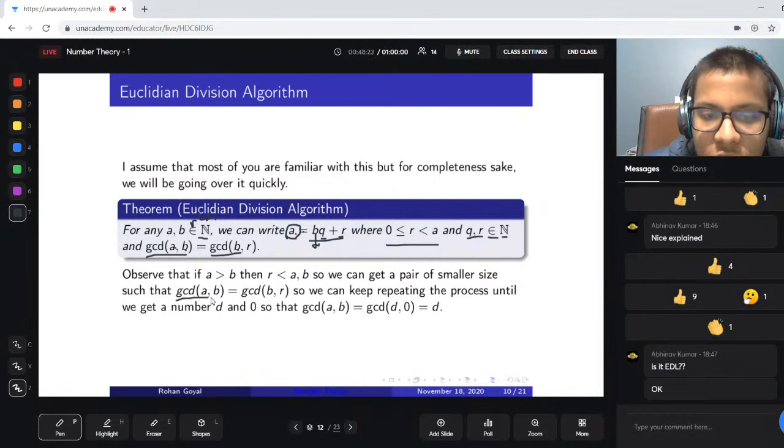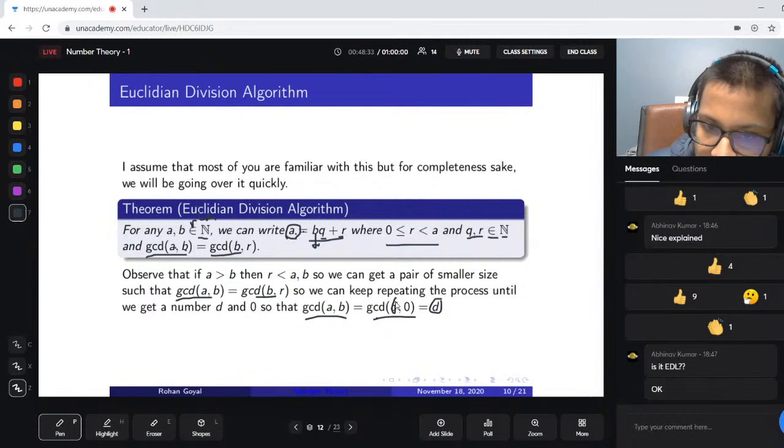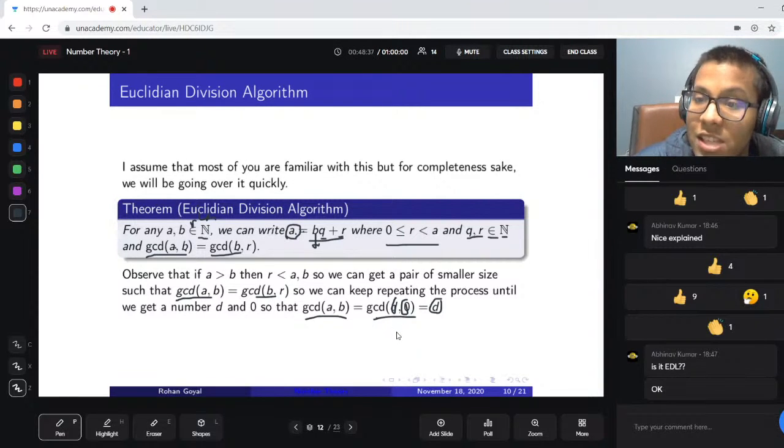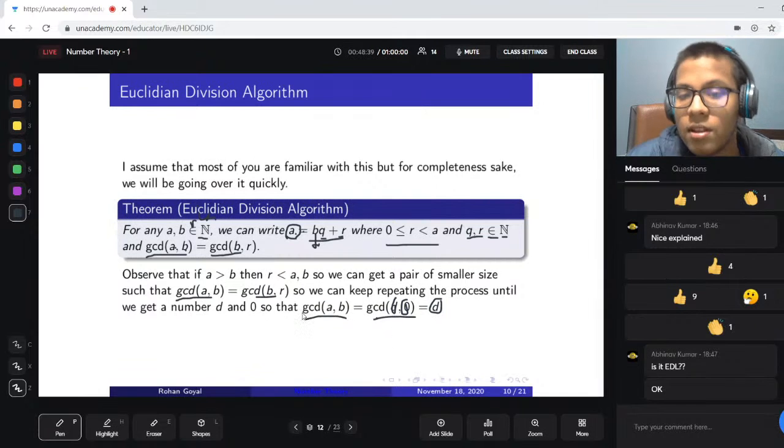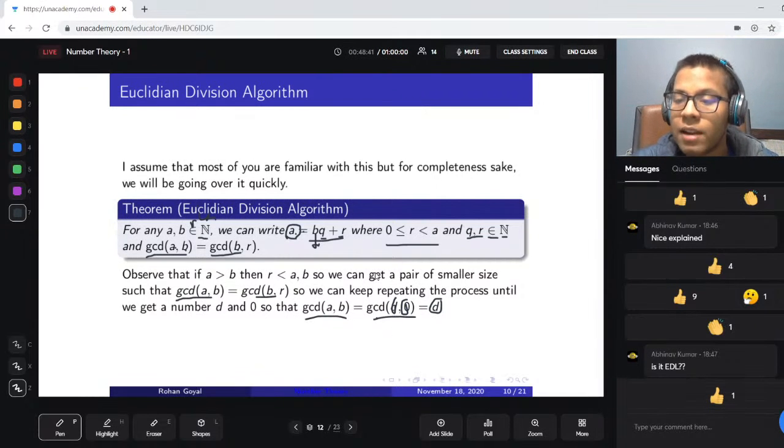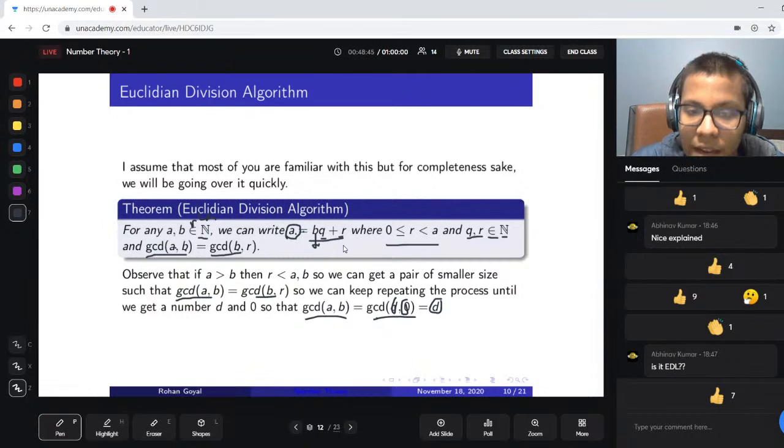So eventually, you'll get smaller and smaller till GCD a comma b is equal to GCD d comma 0, which is obviously d because d divides this number and d divides 0. So you'll get this, which is what we did in the previous problem. We applied the Euclidean division algorithm only, but every time we were just getting q equal 1. But this is actually true for whatever q is there.